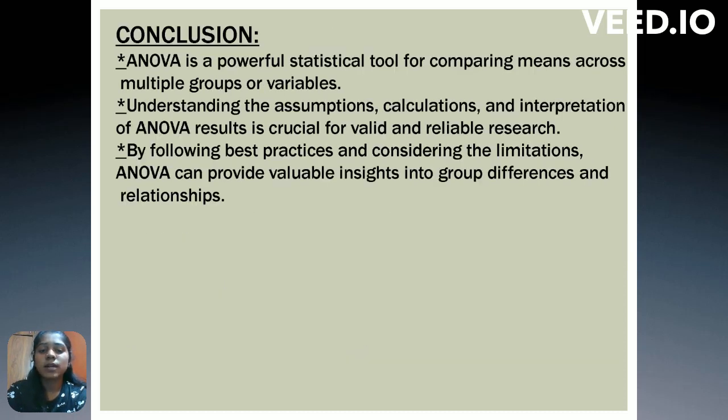The next is the conclusion, that is ANOVA is a powerful statistical tool for comparing means across multiple groups or variables. Then understanding the assumptions, calculations and interpretations of ANOVA results is crucial for valid and reliable research. By following best practices and considering the limitations, ANOVA can provide valuable insights into group differences and relationships.